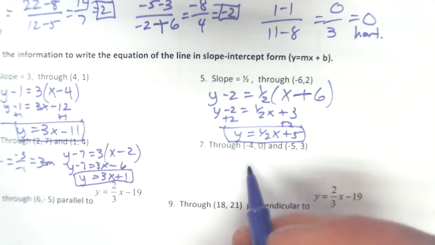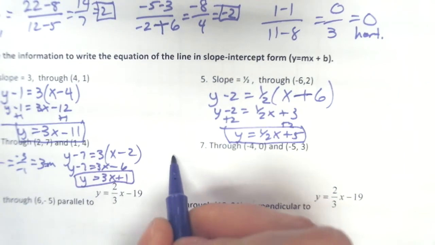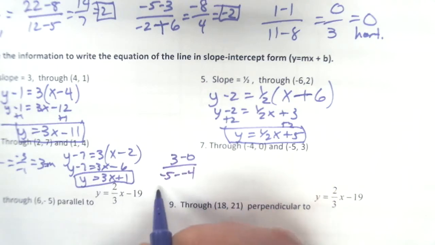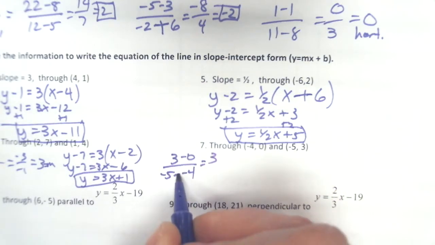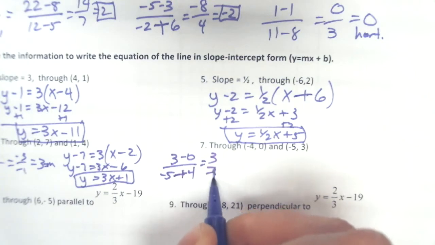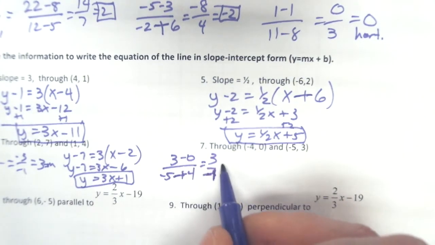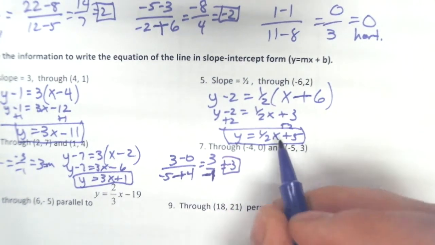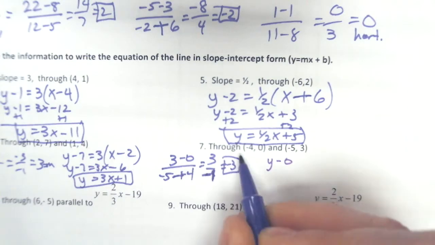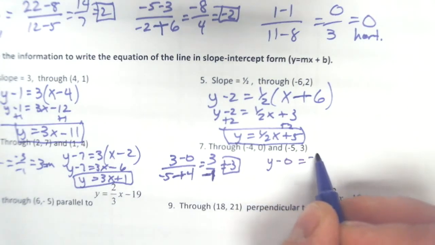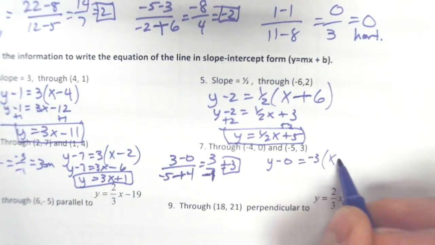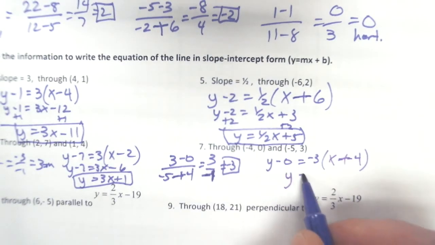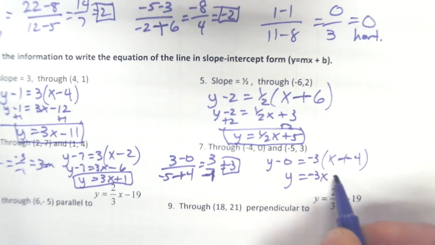Same process over here. We need to find the slope first, so I'm going to go with 3 minus 0 over negative 5 minus negative 4. Two negatives makes a positive on the bottom, so I get 3 over negative 1, which is negative 3. I'm going to plug that into point-slope form, so I'm going to go with y minus y1, that's the 0, equals negative 3 times the quantity x minus x1. Changing the two negatives again, and simplifying, I get negative 3x minus 12.